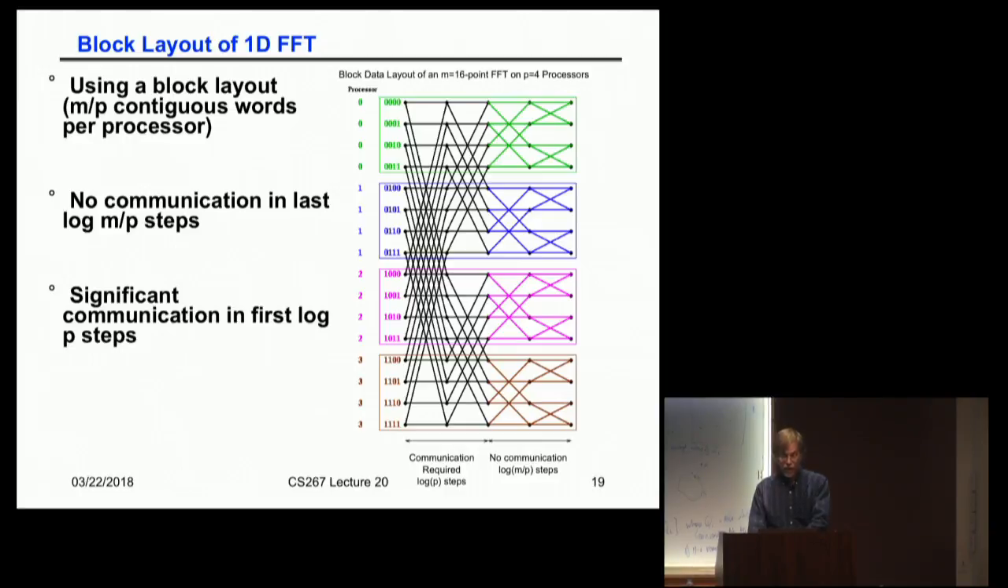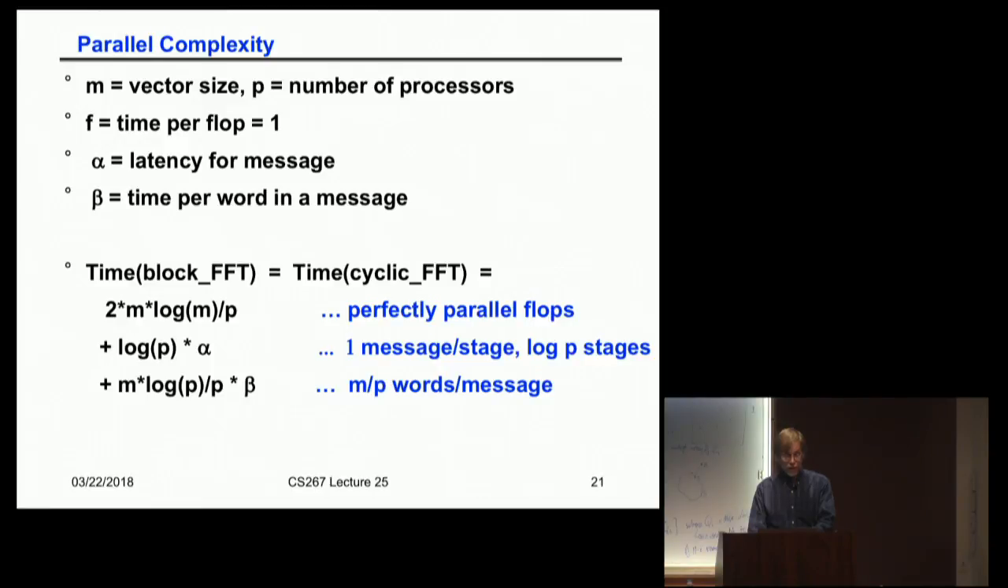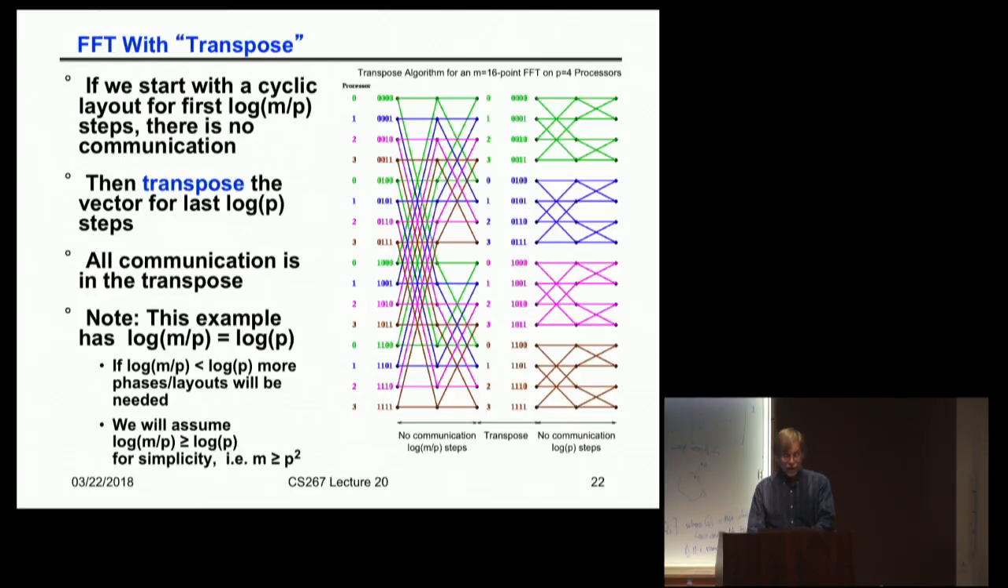So I'm assuming that log of m over p is bigger than log p. That's a perfectly reasonable assumption because that basically means that I'm assuming that the length of the vector is at least p squared. And most vectors are much, much larger than p squared, so that's okay. But that is an assumption I'm making at this point. Otherwise, I'd have to do more phases, but I only want to do the transpose once.